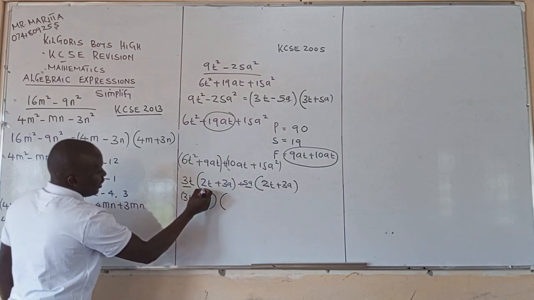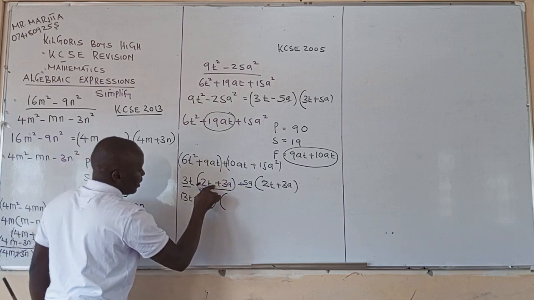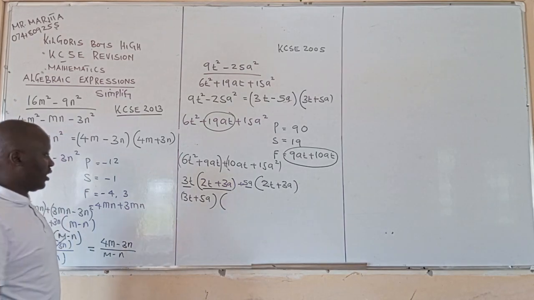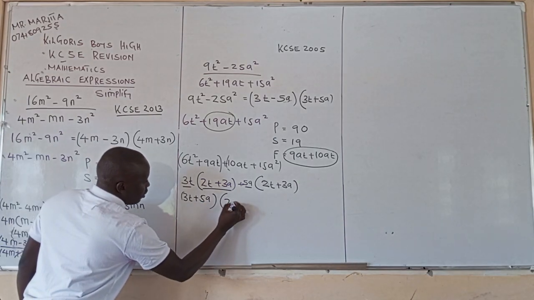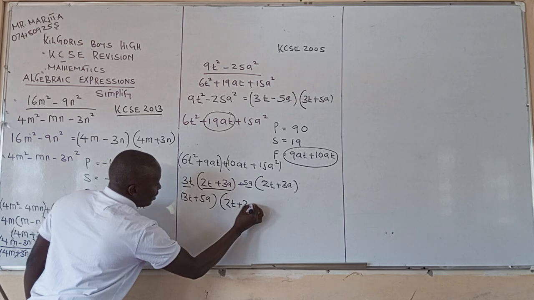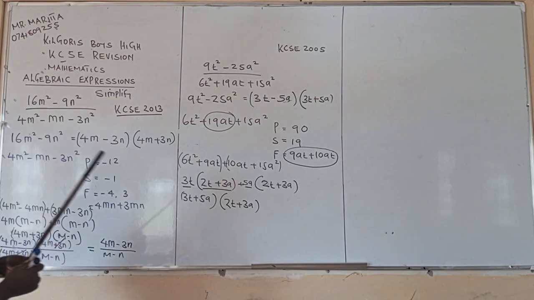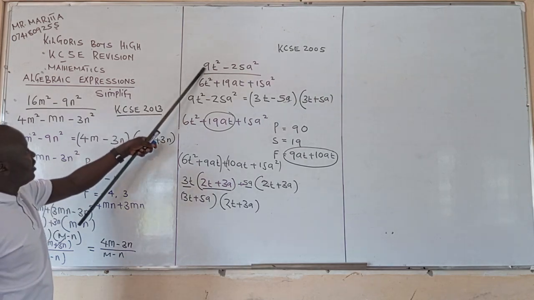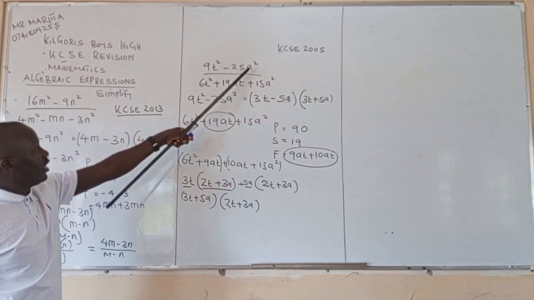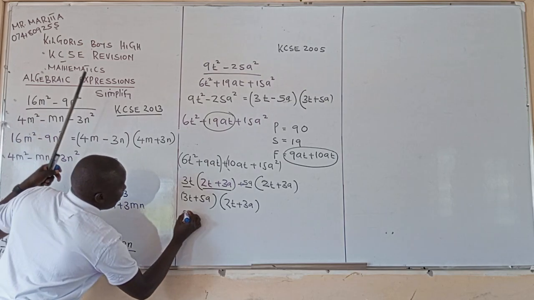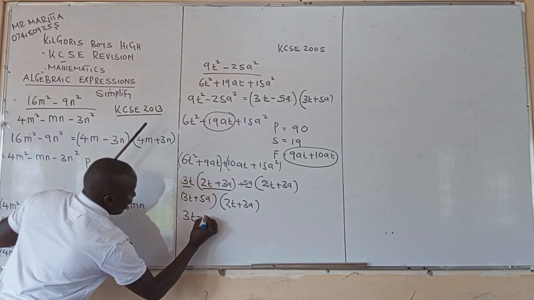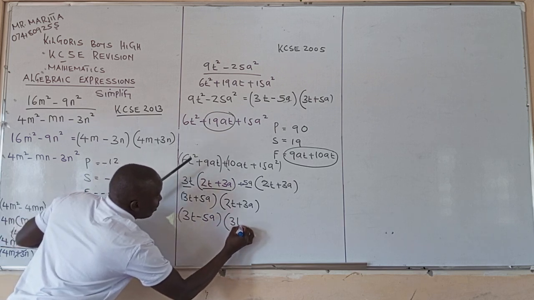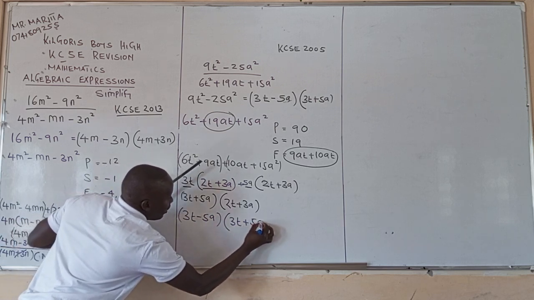Then we have 2t plus 3a, and here we have 2t plus 3a. We just take one because they are the same. So you can have here 2t, then plus 3a. Now the final part is this one. What we have from 9t squared minus 25a squared is just 3t minus 5a, then 3t plus 5a.